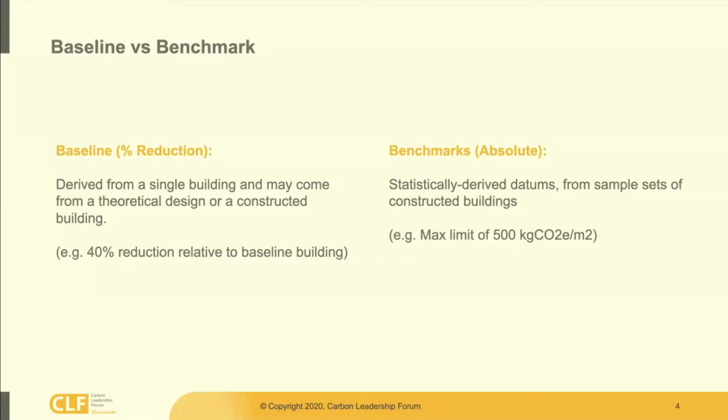It might be the same building, but just designed with different alternative design options or assemblies. You use that as the baseline, and then you have a percentage reduction relative to that baseline.